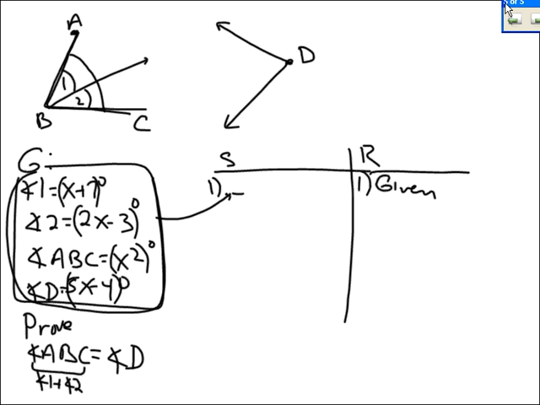Okay. Now, angle 1 plus angle 2 is equal to angle ABC. Sum of the parts is the whole. This comes up so much, just write it in shorthand. The sum of the parts equals the whole.